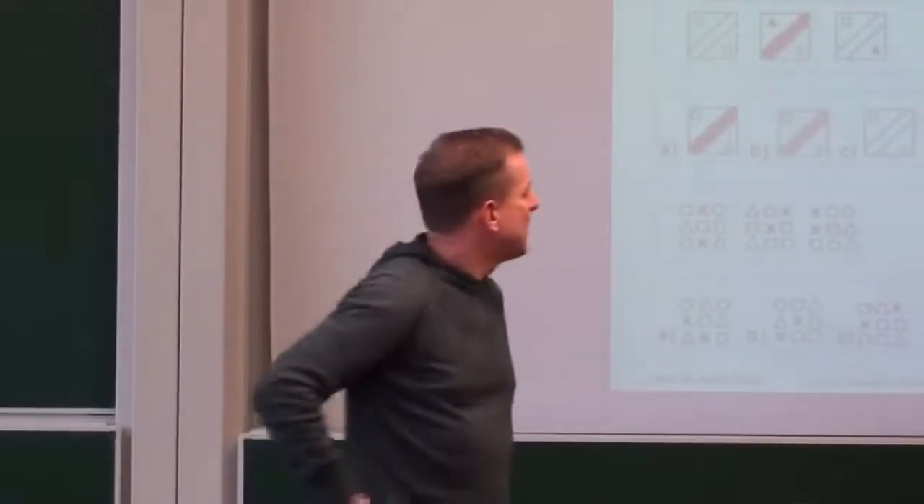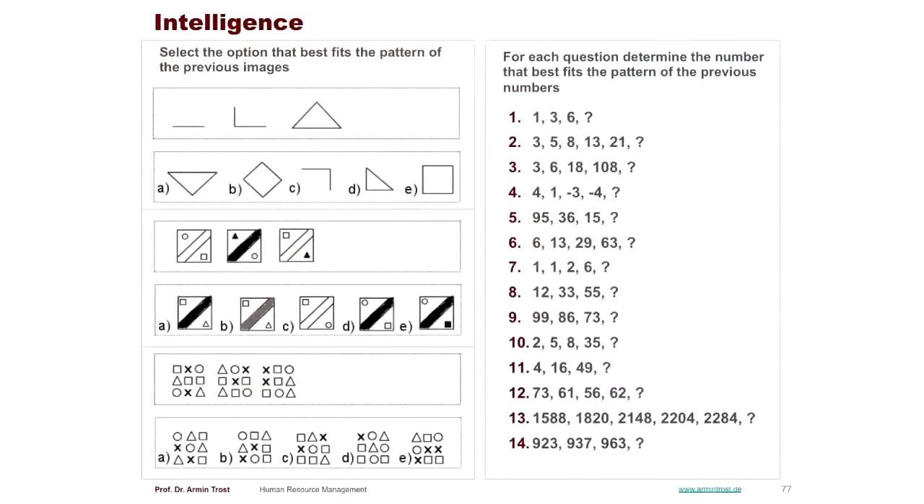So I just took some examples here. You will find in almost every test about intelligence the task on the right-hand side. So you get a sequence of numbers, and you must figure out what is the next one. 1, 3, 6, 12.